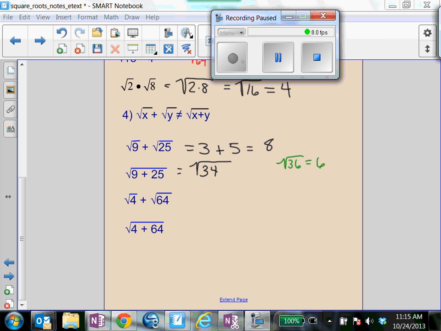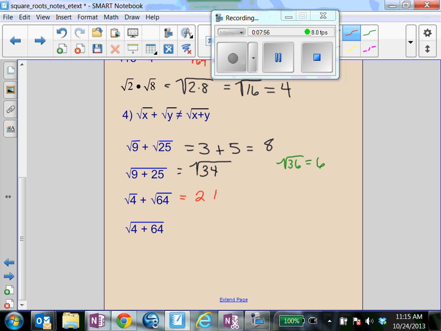Okay? Next one. In the next example, the square root of 4 equals 2, and the square root of 64 equals 8, so that equals 10. The last problem, we have to add before we take the square root, and we get 68. And we can't take the square root of that, right? That's not a perfect square. So you can obviously tell these do not equal each other.